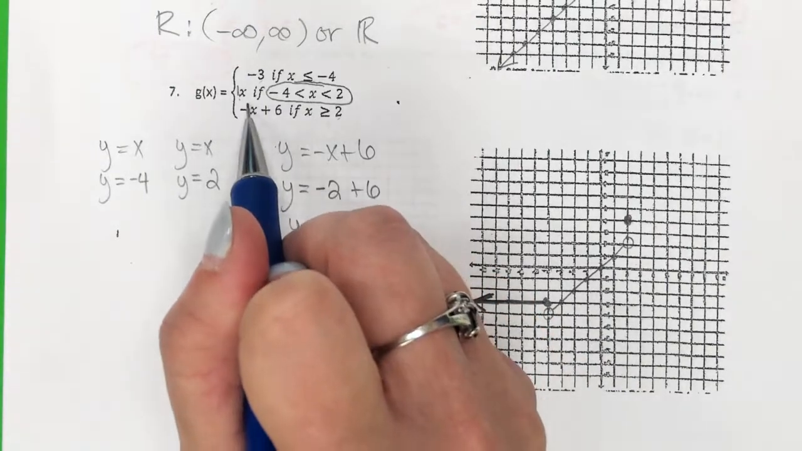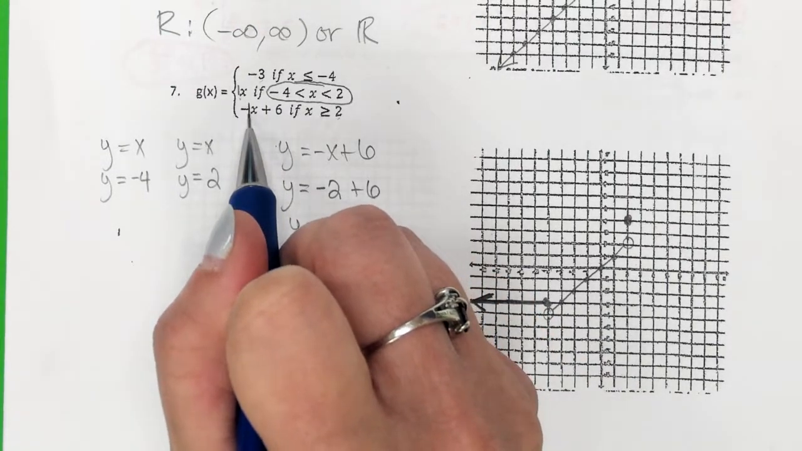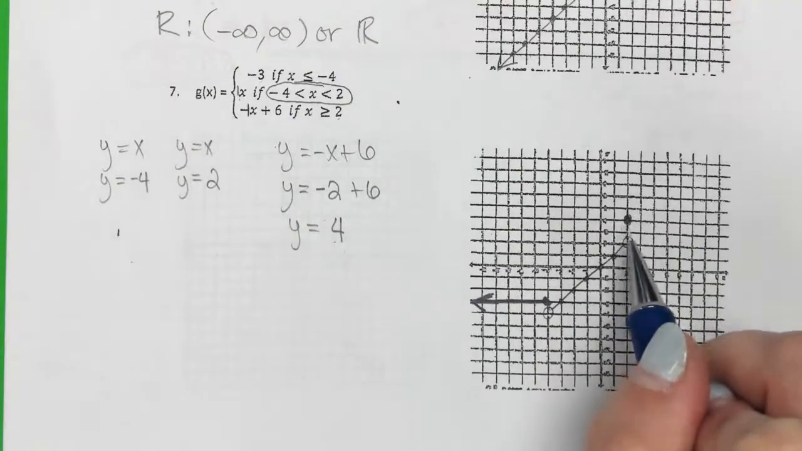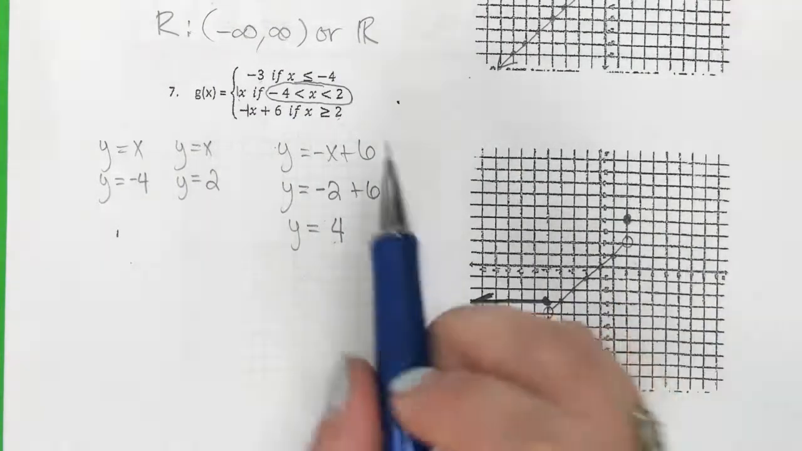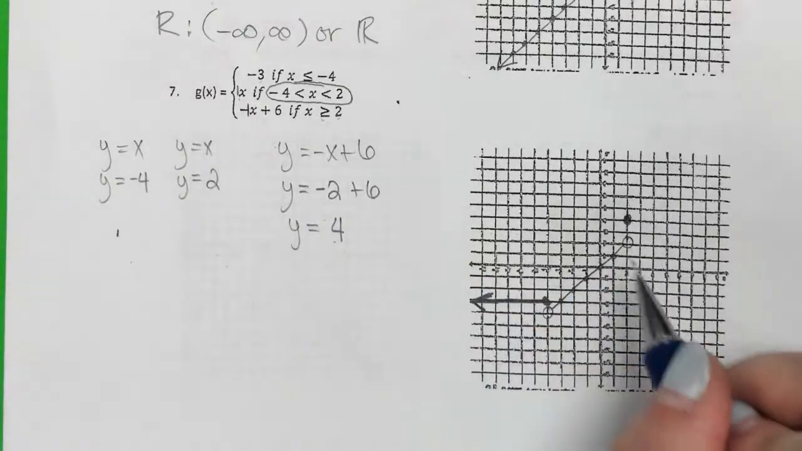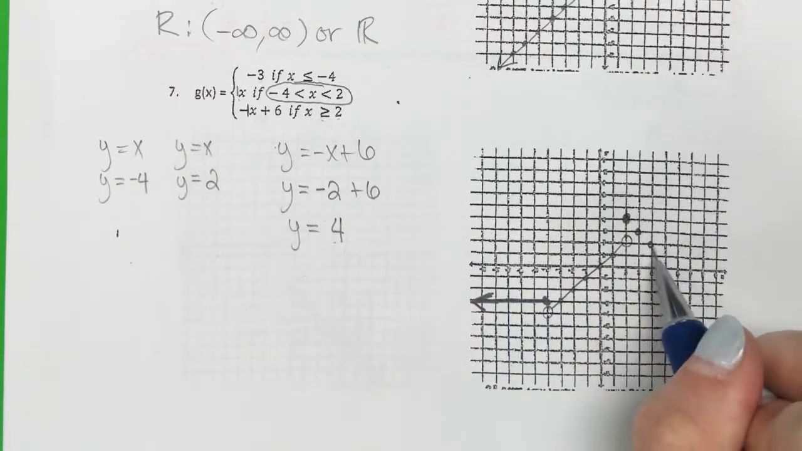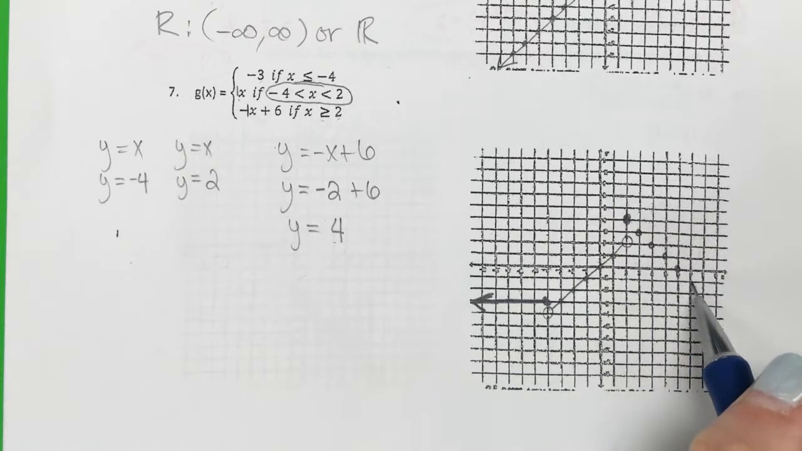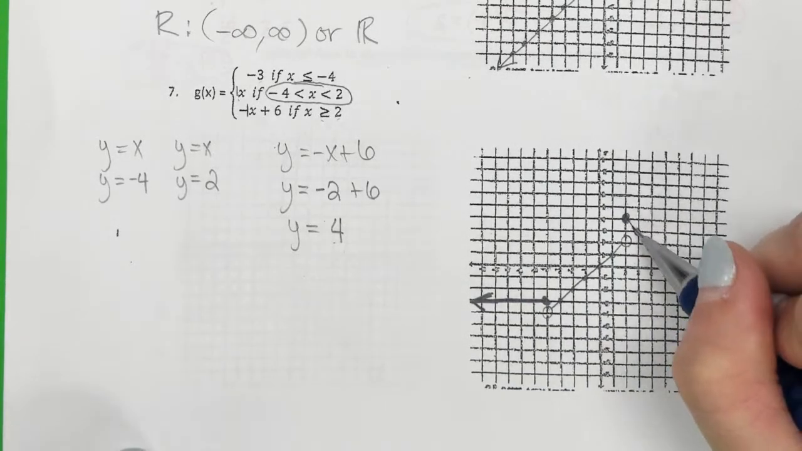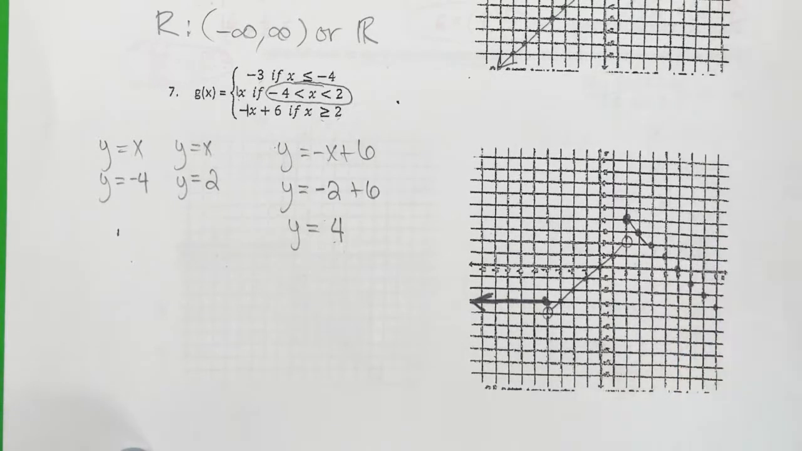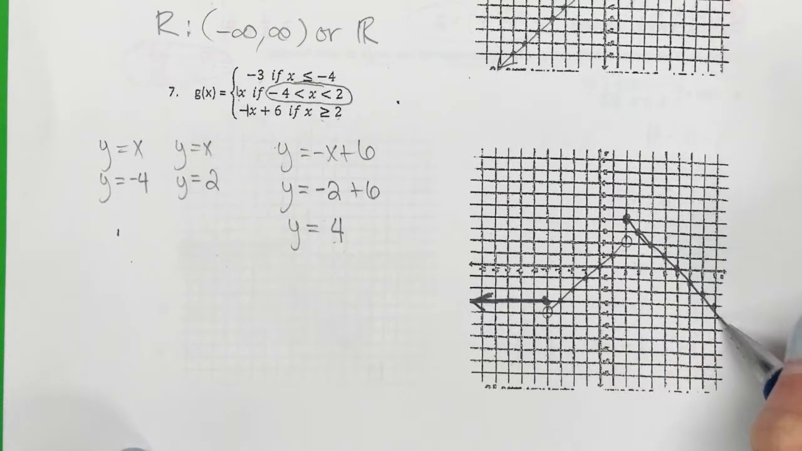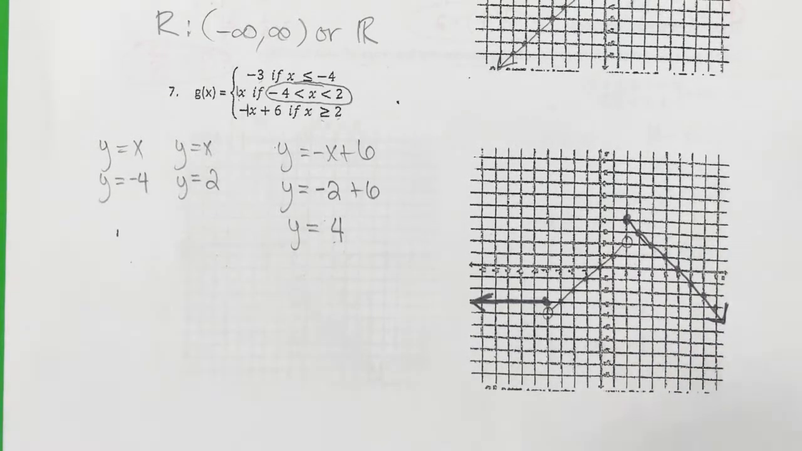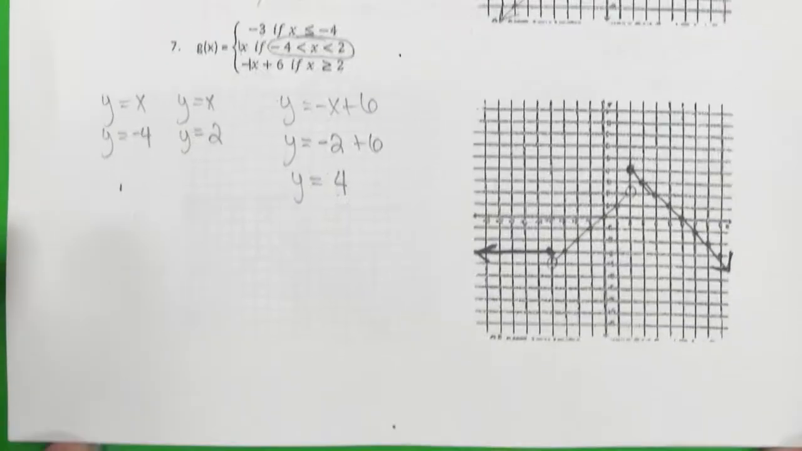What's my slope this time? -1. So I can either go down and right or up and left. Which way does it want me to go? Down and right. Down and right. There you go. Now, if you're a visual learner, you really want to make sure those lines are as long as they can possibly be. That way you can see what's going to happen in just a minute for your domain and range.